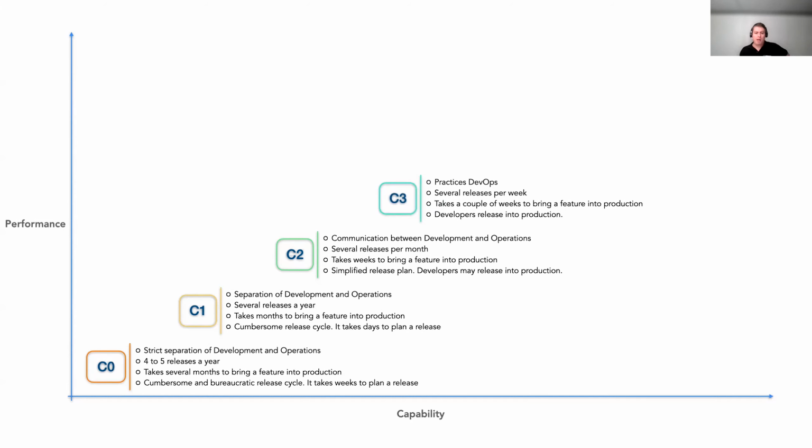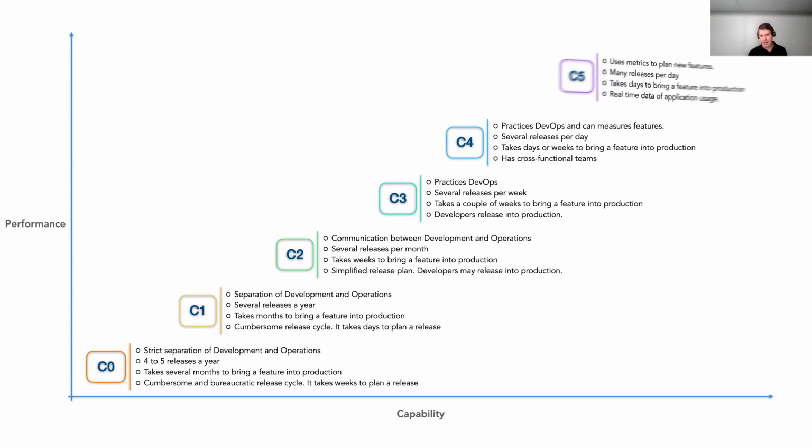And the next step will be, well, now you practice really DevOps. You do several releases per week. It takes a couple of weeks to bring features. The developers release into production. So you start seeing the pattern here, it gets better and better until you get to, let's say, the highest level. Like you really do many releases per day.